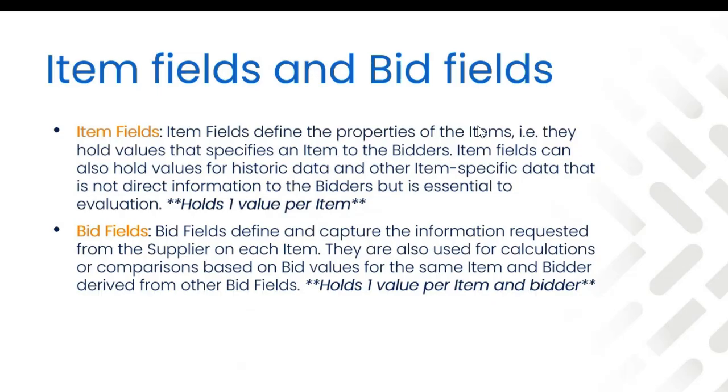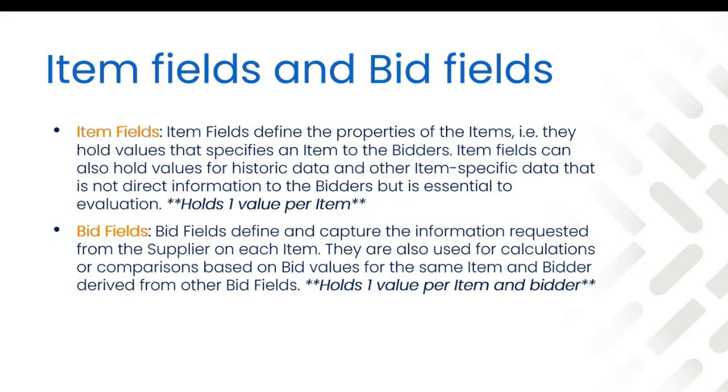Bid fields are fields that hold data, one value per item and supplier. So for a single item, for example, I can have as many bid fields as I have suppliers bidding on this item. Bid fields, as I explained, are not only information we capture from suppliers, but also information that we build with formulas from other bid fields.